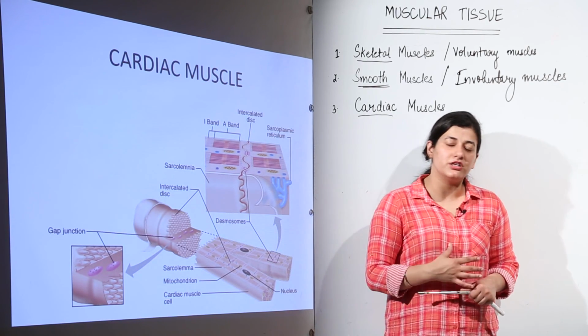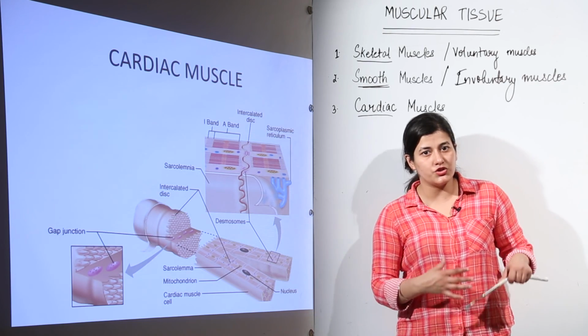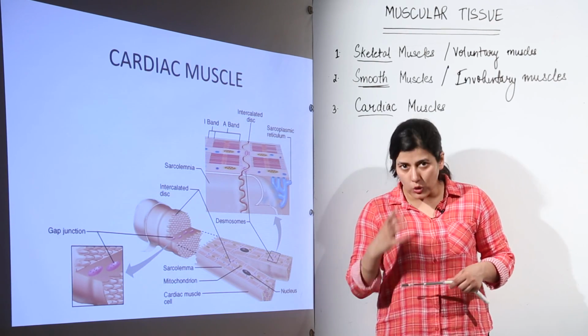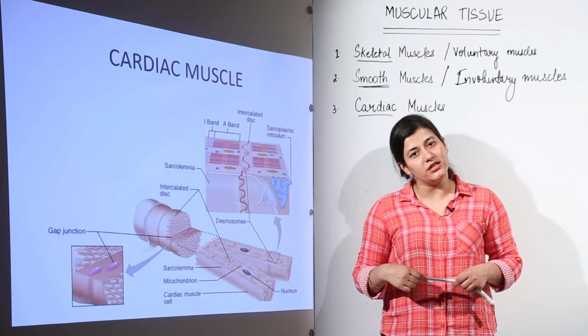So we have the muscular tissue which, along with other tissues, is responsible for bringing about motion, locomotion and movement in animals.